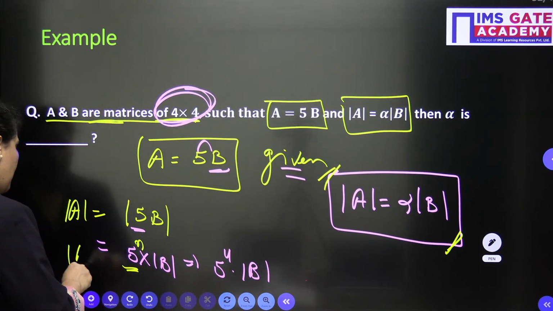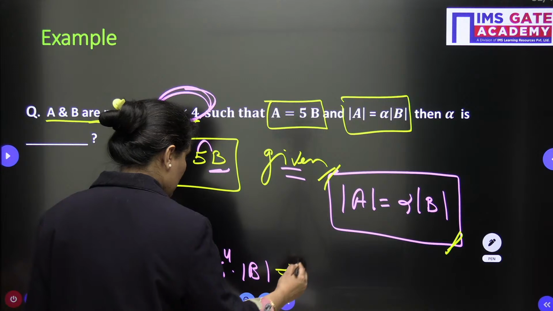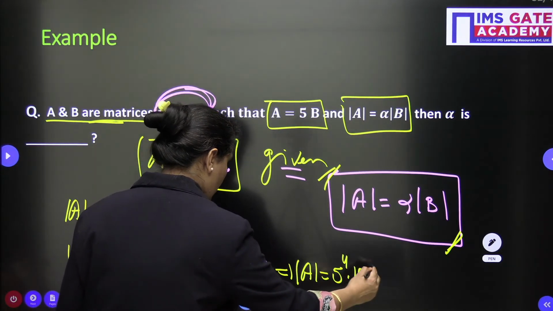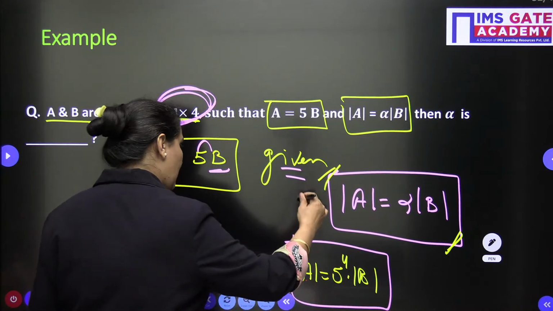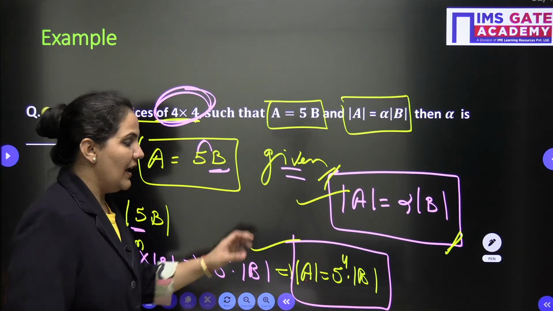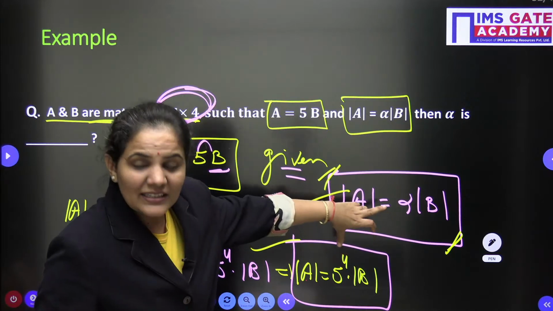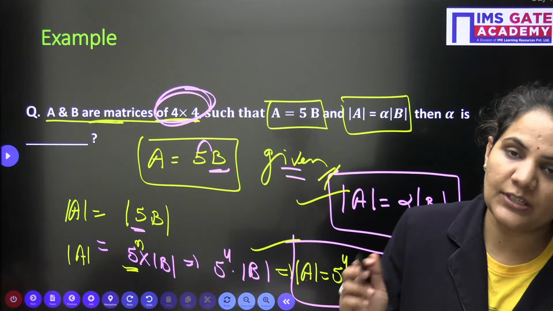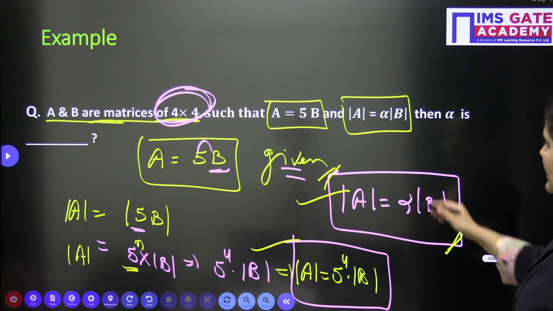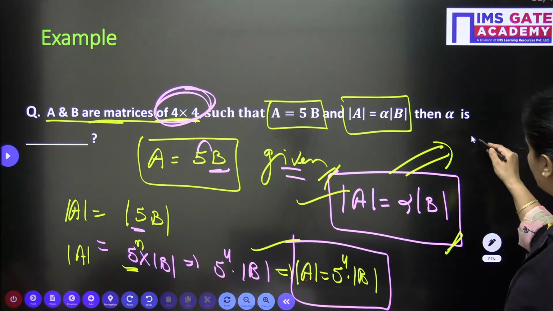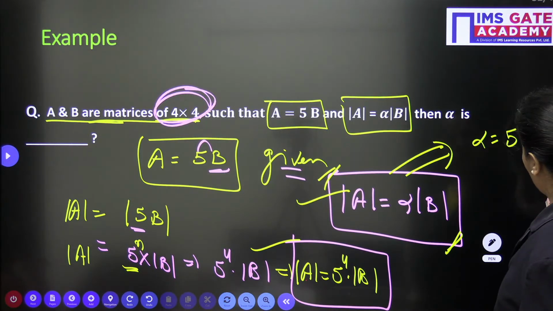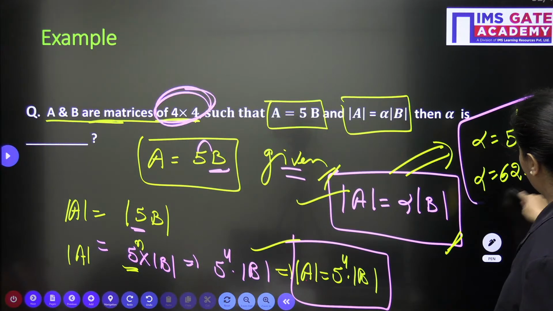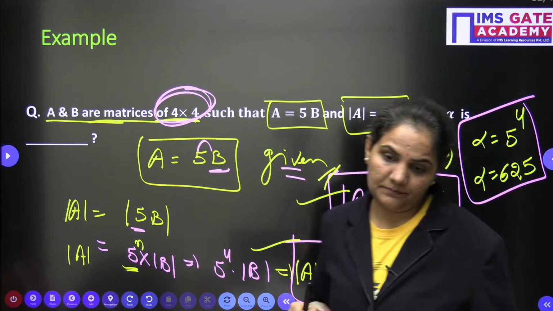Now you can compare very easily that this is the same as determinant of A is equal to 5 to the power 4 into beta. If I compare this one and this one, I can see very easily that alpha is nothing but 5 to the power 4, which is 25 squared, which is 625. So by comparing these two, alpha is equal to 5 to the power 4, alpha is equal to 625. Children, please confirm.